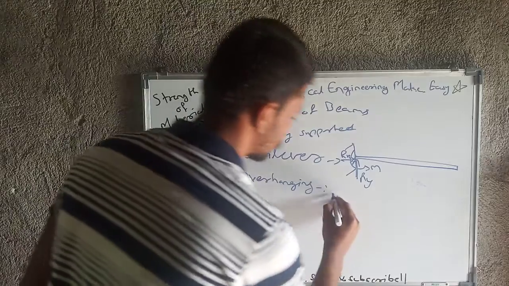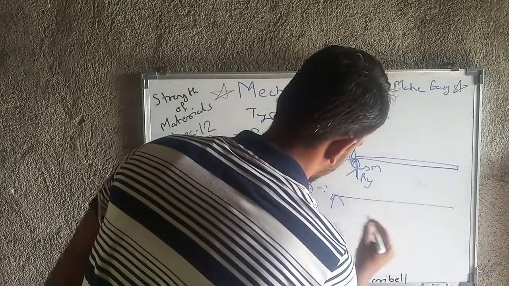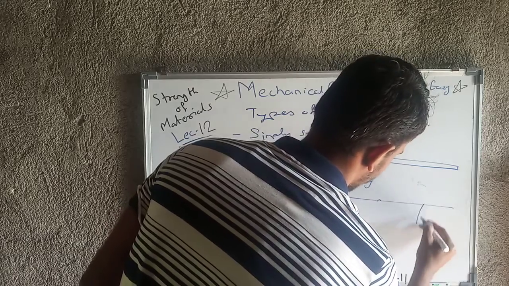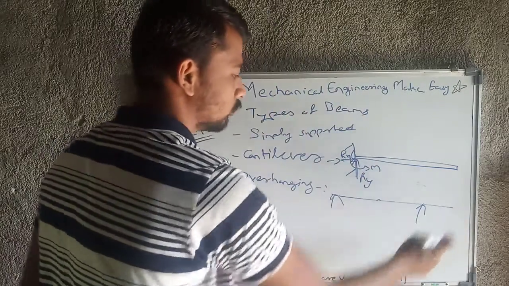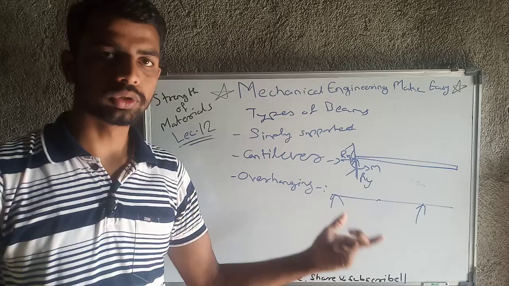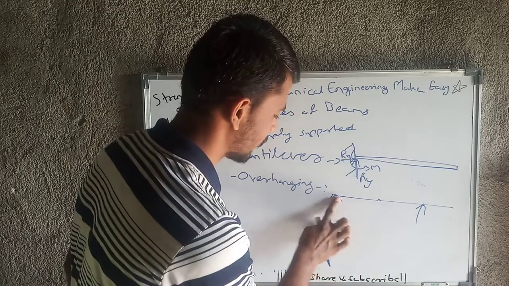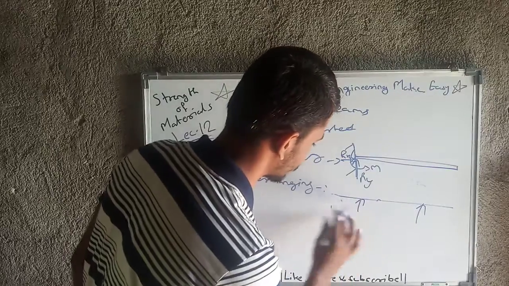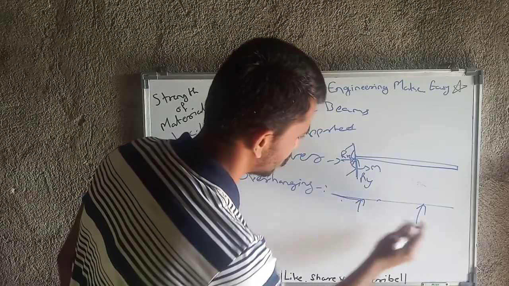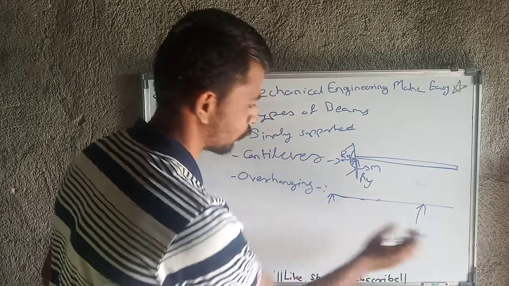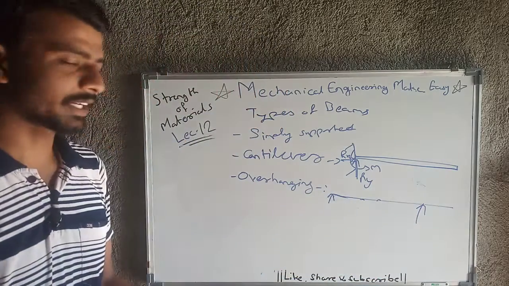Overhanging beam means one end, or maybe both ends, are not directly supported; the supports are at the inner side. There may be cases where this happens at both ends, so both ends are free, and there may also be a case where one end is supported and one end is free.